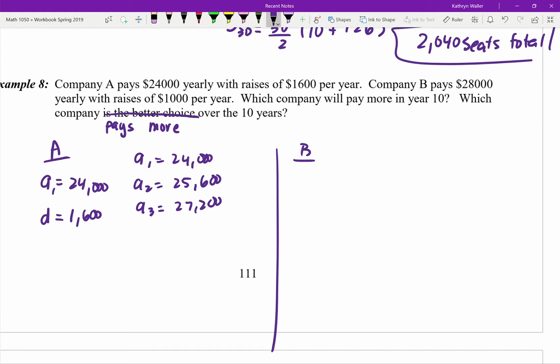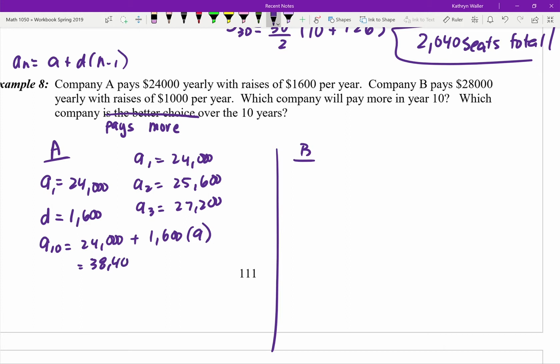Okay, so which company pays more in year 10? So I'm going to go A sub 10. Up above, let's write A sub n equals A plus D times n minus 1. That's the formula I'm using. So A sub 10 is the first year, which is 24,000, plus the difference, which is 1,600, and then 10 minus 1 is 9. So if you go 24,000 plus 1,600 times 9, hit enter, you get 38,400.